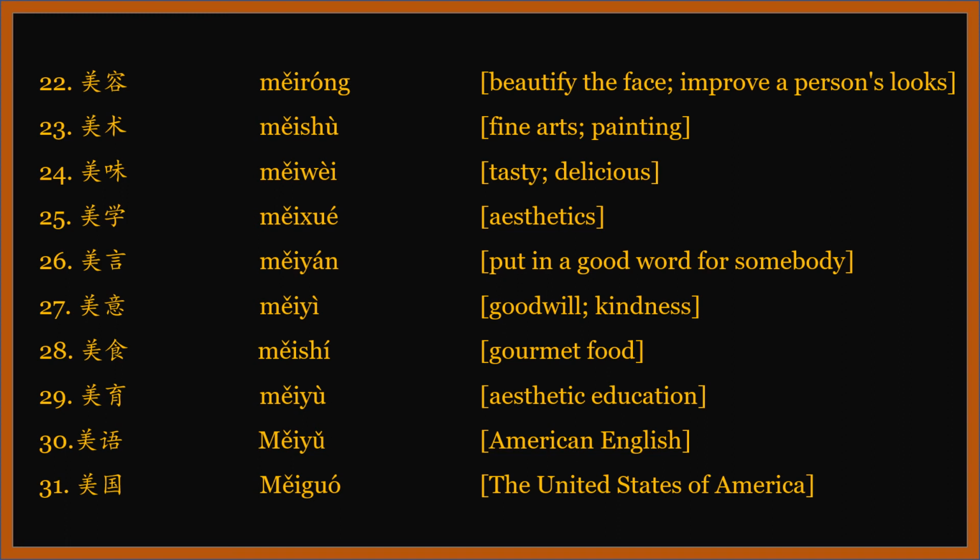美意 means will or intention. 美意 means goodwill or kindness. 美食 means food. 美食 means gourmet food. 美育 means education. So 美育 means aesthetic education. 美语 means language. 美 could mean American. So American language means American English. Last but not least, 美国 means country. So 美国 beautiful country. That is the name of the United States of America.